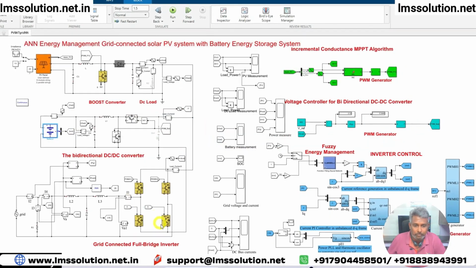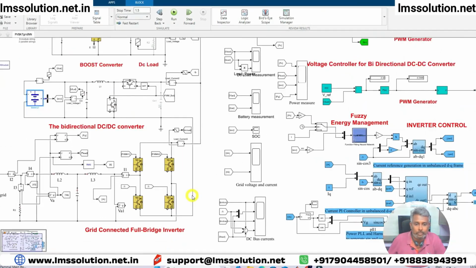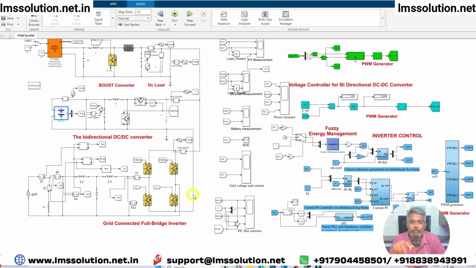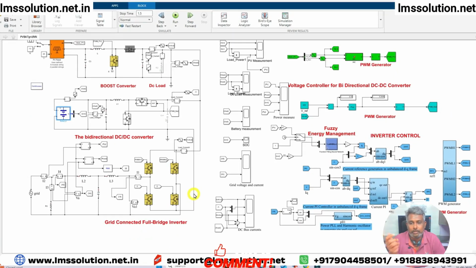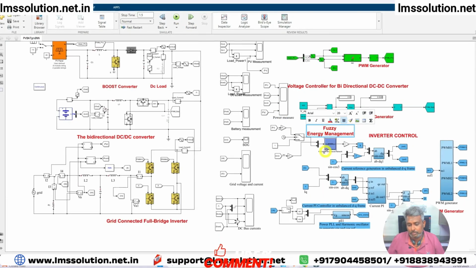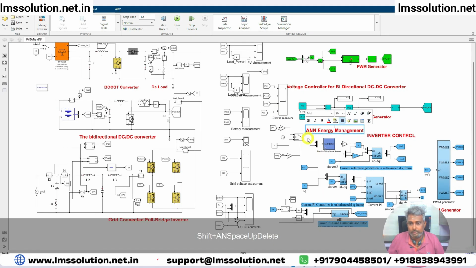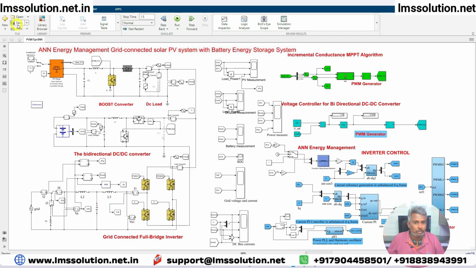Next thing is inverter control. It is an important part of this Simulink model because here we are going to apply ANN energy management. This is the ANN. How it is solved, I will explain to you.